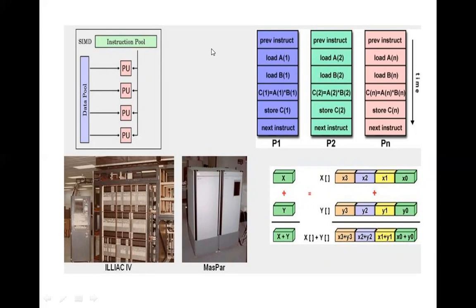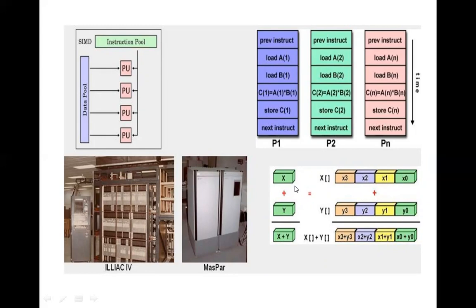ILLIAC IV, this is the example for SIMD classification. Look, these are the instructions A1, B1, A2, B2, but the data is different. The instructions are the same, but they are accessing different data. Okay, when does this happen? Vector processing. Suppose we are using arrays.